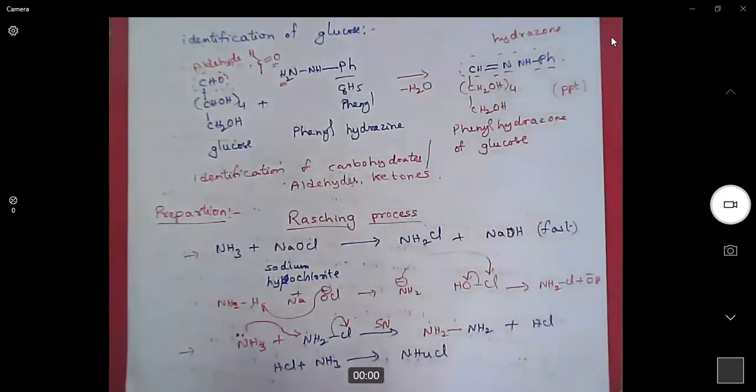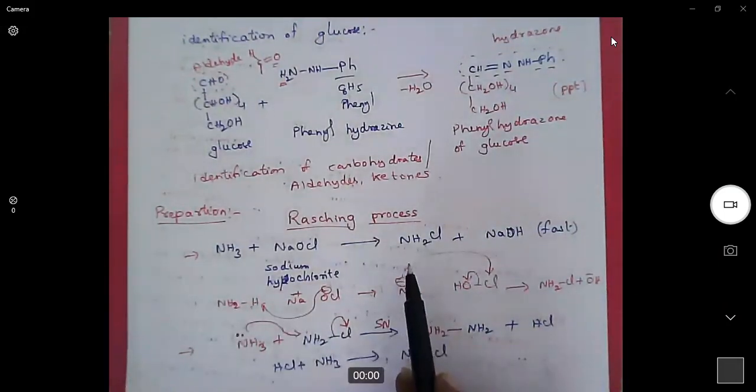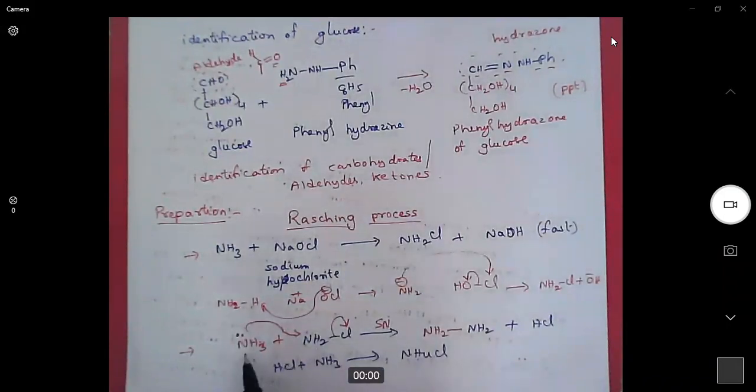So what is important is this first step and this second step. In the first step, sodium hypochlorite reacts with ammonia and generates chloroamine. Chloroamine reacts with one more molecule of ammonia and generates hydrazine.